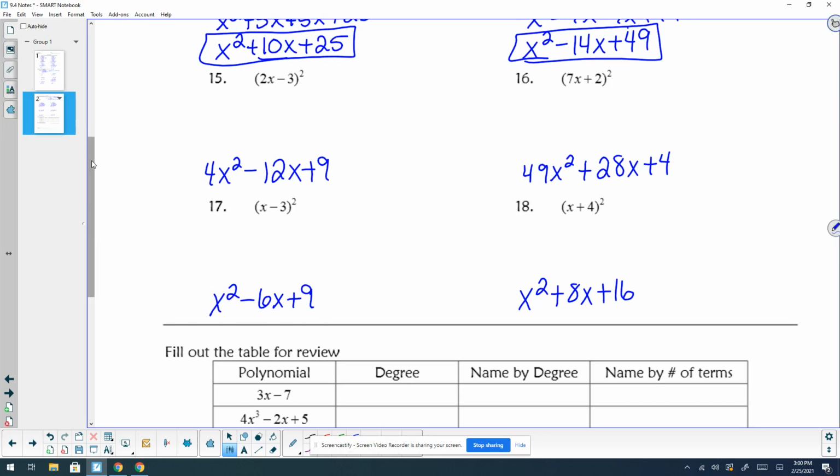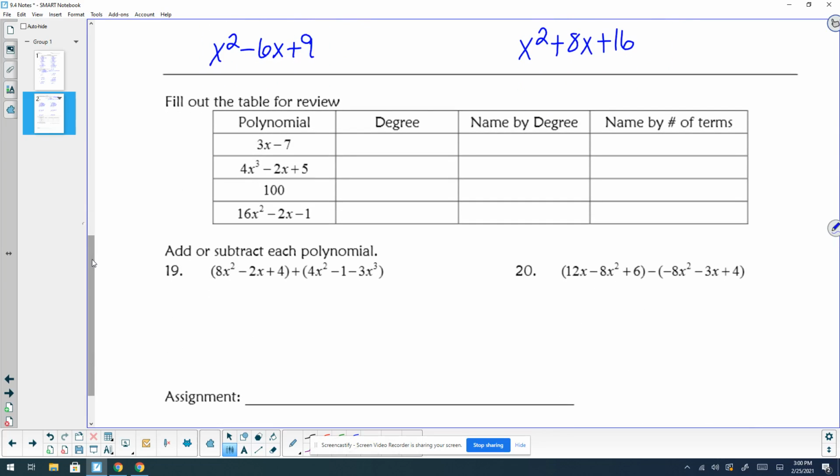All right, now that you've seen the answers, hopefully you got those answers right. If you have any questions on those, please make sure you ask. We're going to go ahead and look at this table for review.